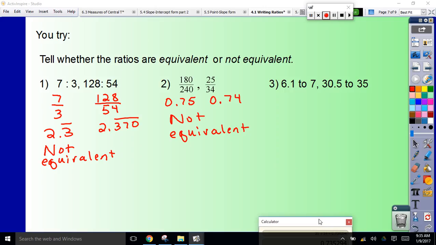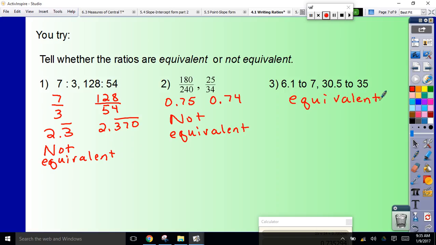Okay, number 3, and these ones are actually written as a decimal. Brian, are these ratios equivalent? Yes, they are equivalent. When you divide these, you get exactly the same number, which is 0.87142 repeating. I just rounded up to a point.